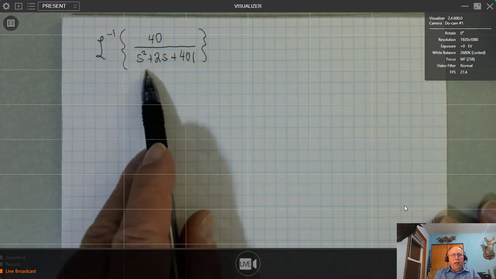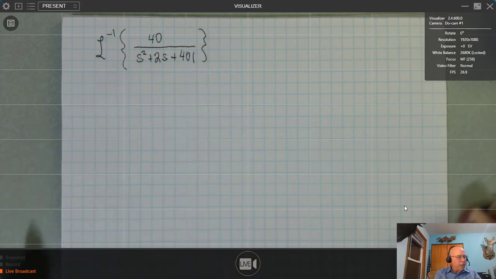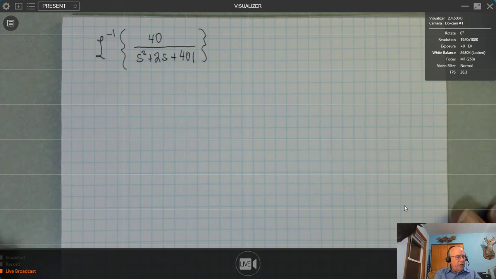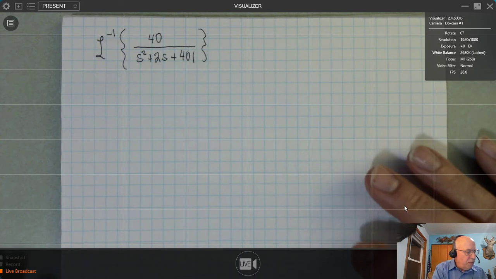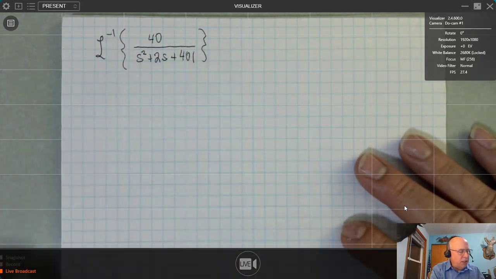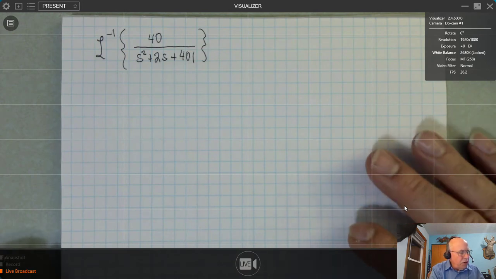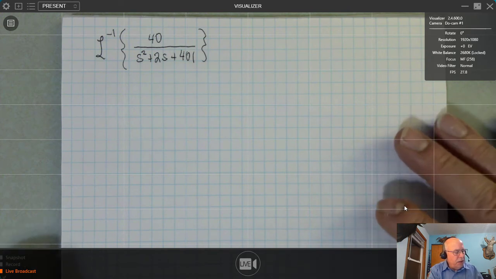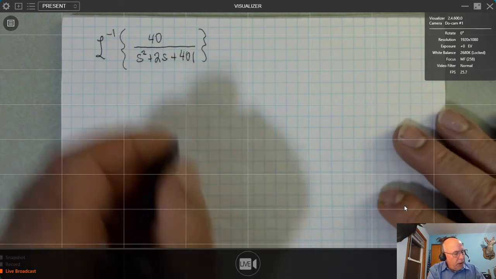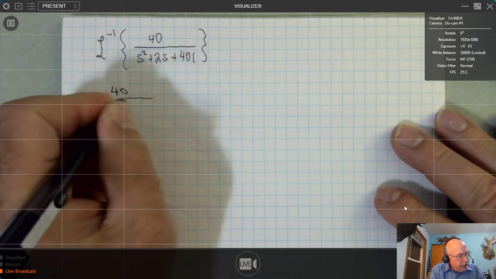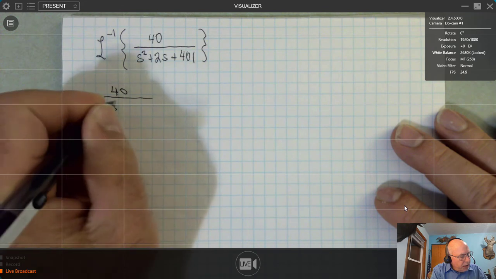How do you find the inverse transform of something like this? Well, if you have just a fraction like this, it's typically going to fall into one of two categories. The first possibility is you might be able to factor this denominator here and then split this up into some simpler fractions. But if you try that on this one right here, you'll find out that it does not factor. So what do you do then? Well, the answer is we can just focus in on this rational function for now.